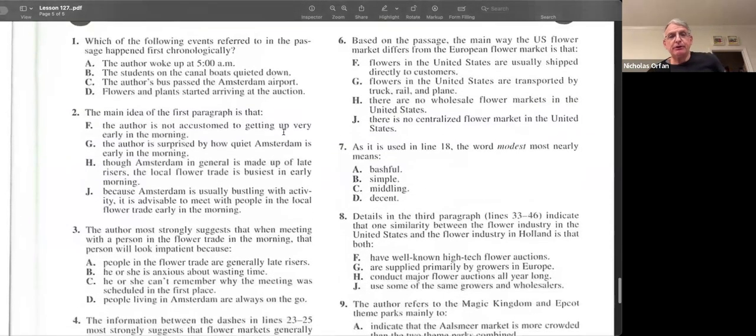The main idea of the first paragraph is that the author is not accustomed to getting up very early. The author is surprised by how quiet Amsterdam is early in the morning. Though Amsterdam in general is made up of late risers, the local flower trade is busiest in the early morning. Because Amsterdam is usually bustling with activity, it is advisable to meet with people in the local flower trade early. So I think that H is the correct one.